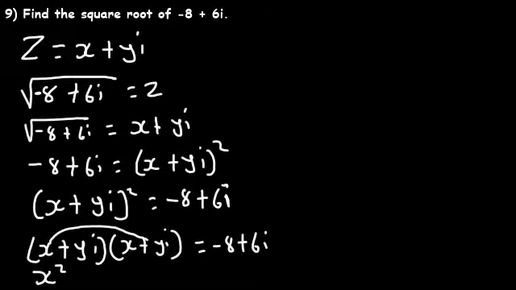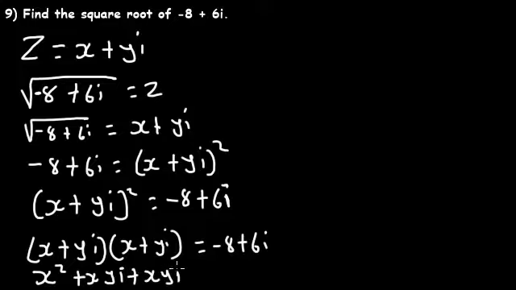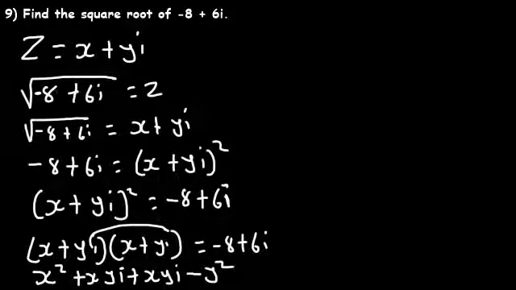X times positive yi gives us positive xyi. Again, positive xyi plus xyi. And finally, yi times yi would give us negative y squared. So the i is gone. i times i is minus 1, and multiplied with positive y squared gives us negative y squared.